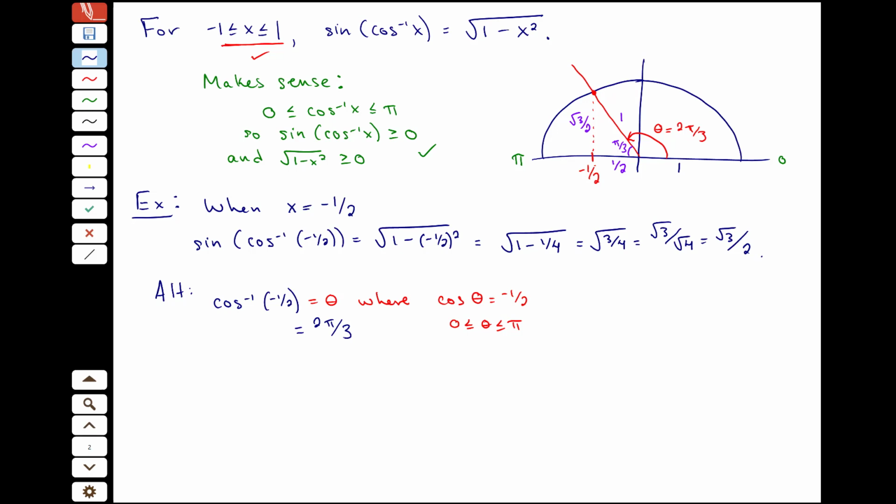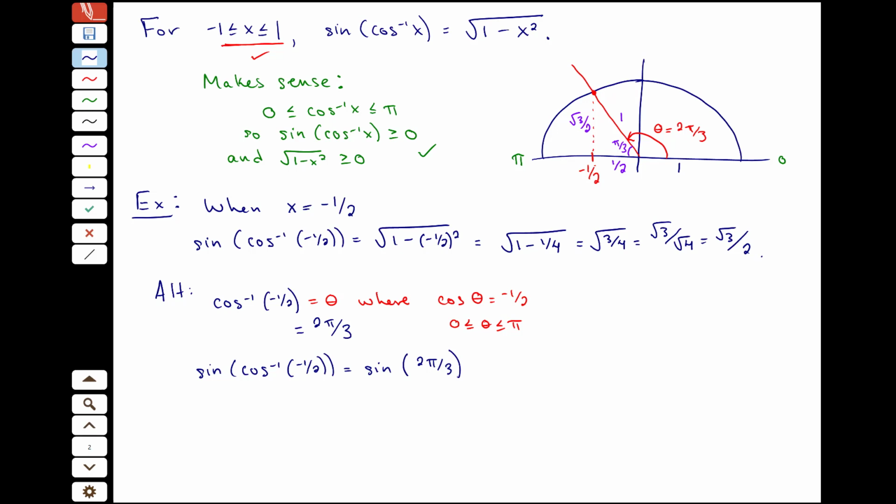Okay, so now if I want to compute sine of arc cosine of negative 1/2, I've explicitly computed arc cosine of negative 1/2. So this is sine of 2 pi over 3, which is the same as sine of arc cosine of negative 1/2. And if I want to calculate sine of 2 pi over 3, I'm looking for the length of the vertical side of this triangle on the unit circle.